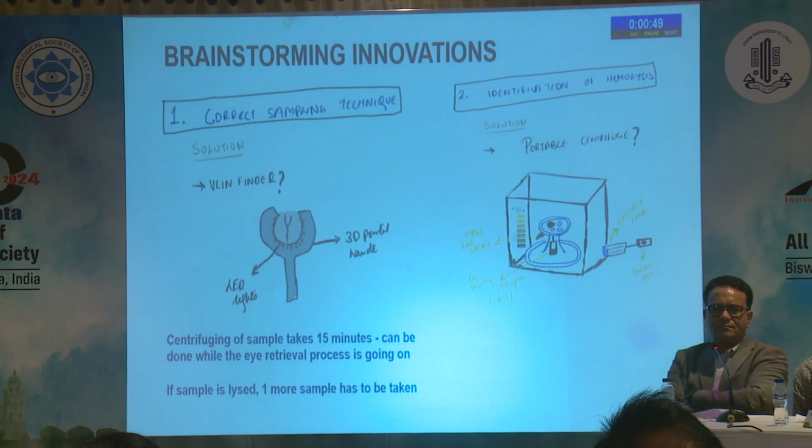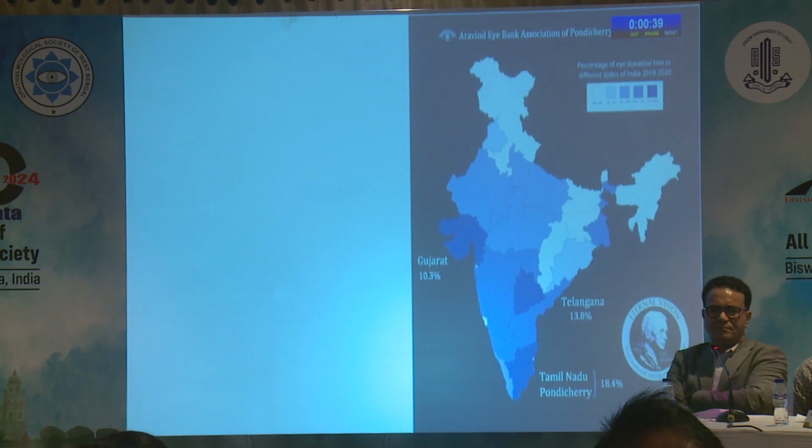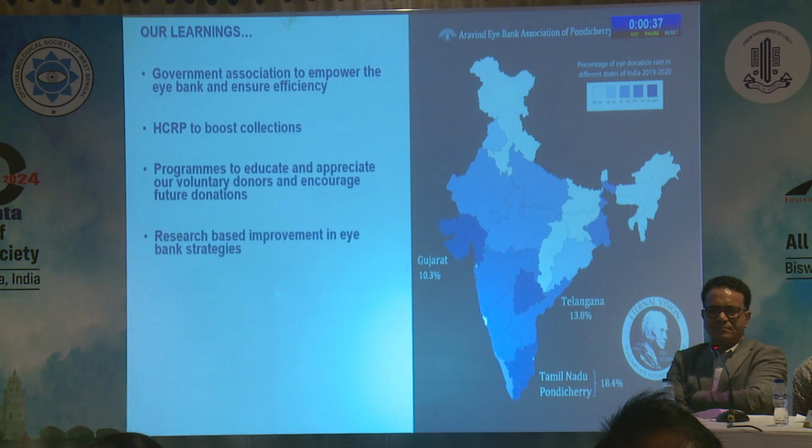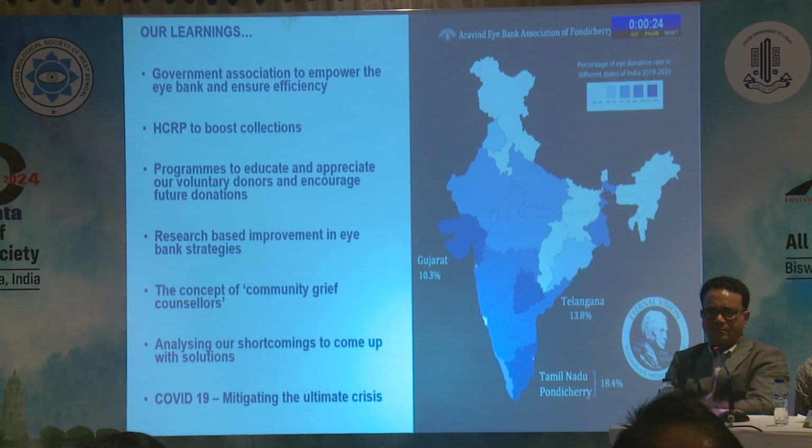We are also involved in brainstorming sessions, and we are working on an infrared-based vein finder and a portable centrifuge with hopes to eliminate the conundrum of lysed blood samples. To consolidate, these are our findings and results, and we hope to use these ourselves and propagate them to other eye banks, especially with government involvement, HCRP to boost collections, actively involving ourselves in research and modifying eye bank strategies to help increase the efficiency.